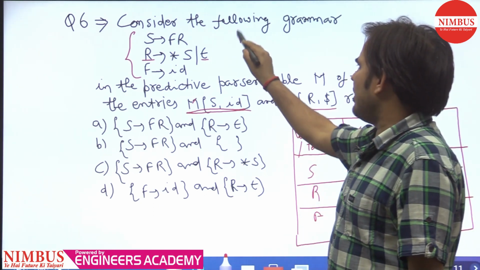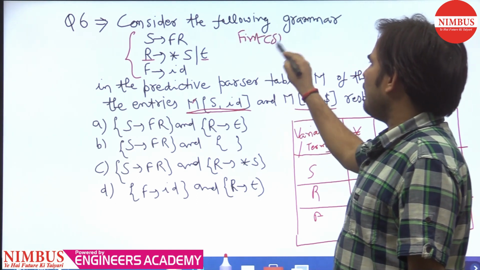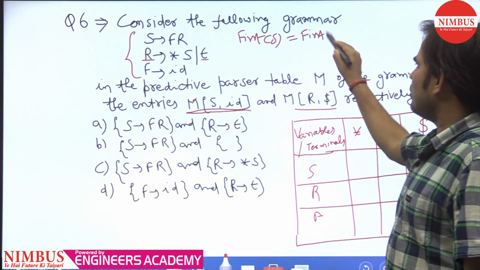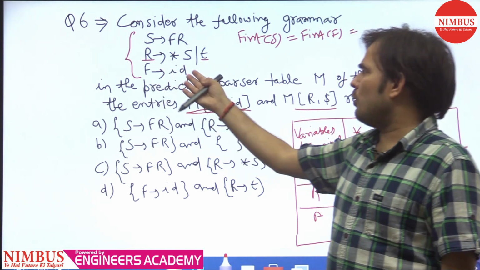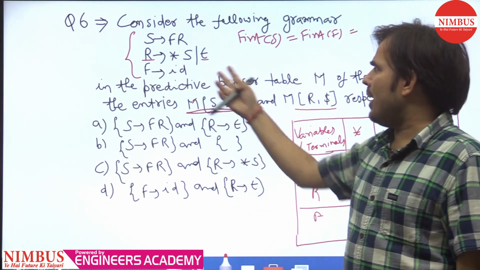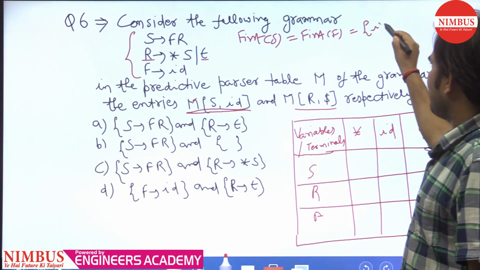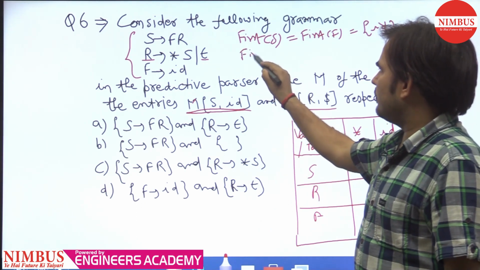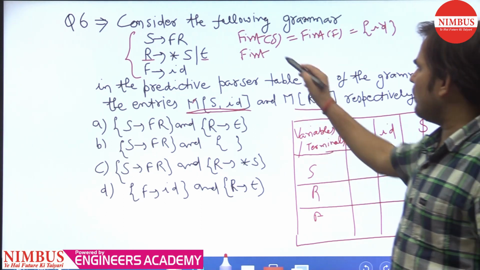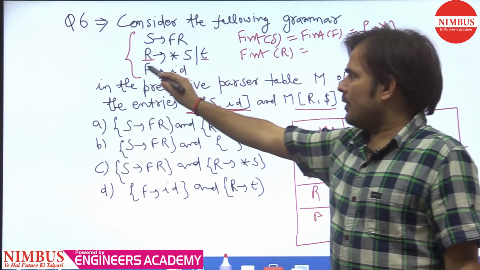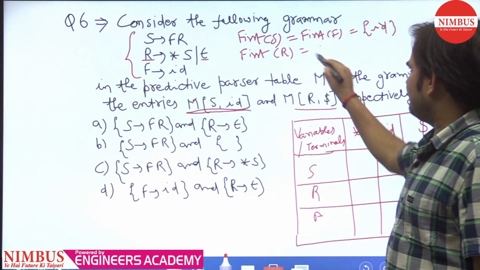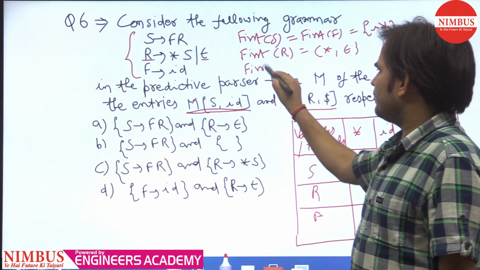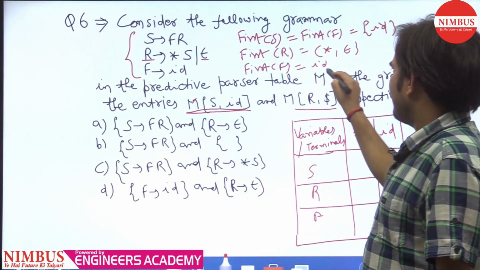So first of all, let us calculate first of S. So first of S equal to what? First of F. First of F equal to what? Only ID. Okay guys. And first of R here is equal to what? First of R is asterisk comma epsilon. Okay, and first of F here is what? Only ID.